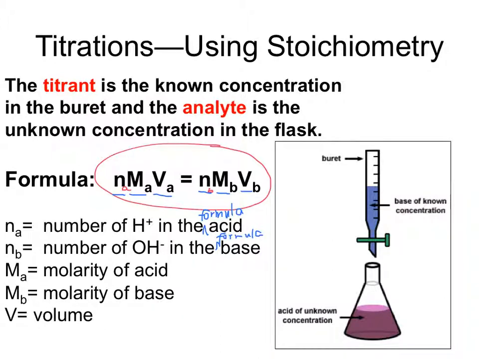If we take a look at the picture to the right, you will see a demonstration of a titration. You can see that the known concentration is at the top, and that is your titrant. It can be an acid or a base. In this case, it is a base. And in the flask, we have the unknown concentration. That is called the analyte. And in this case, it is the acid.